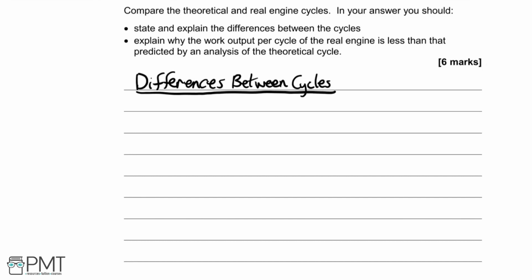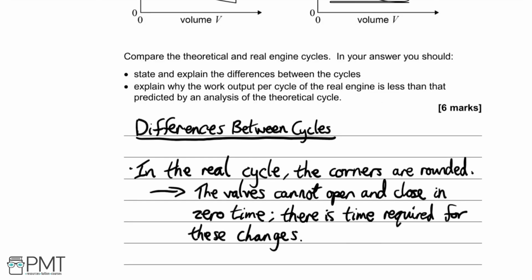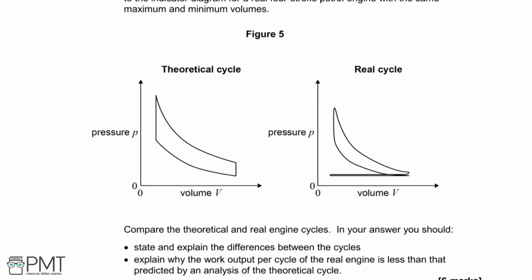So let's first of all look at some differences. The first thing to say is that on the real cycle on the right, the corners are rounded, whereas on the theoretical cycle, they're more sharp. And the reason for that is that the valves don't open and close in 0 time. They do need a non-zero amount of time to open and close. So that's the first point to make. I'm not going to assign marks to that point because the marking structure isn't as simple, but I'll discuss that at the end. Another thing to note is that there are straight vertical lines on the theoretical cycle, whereas on the real cycle, there are curves.